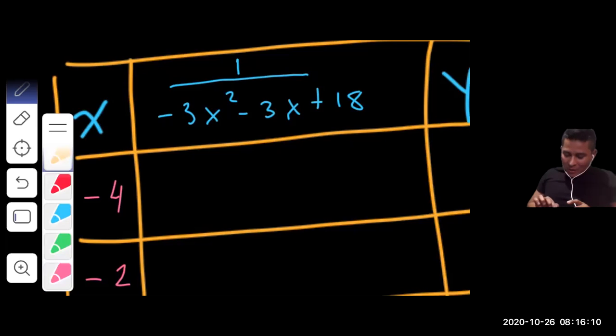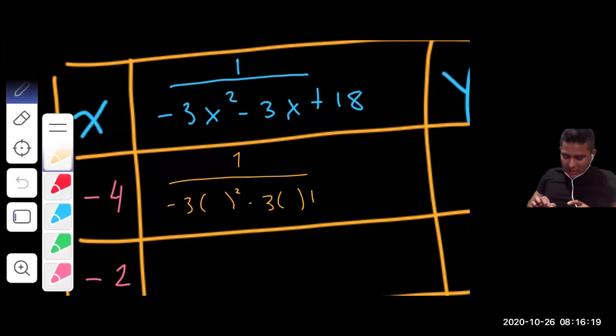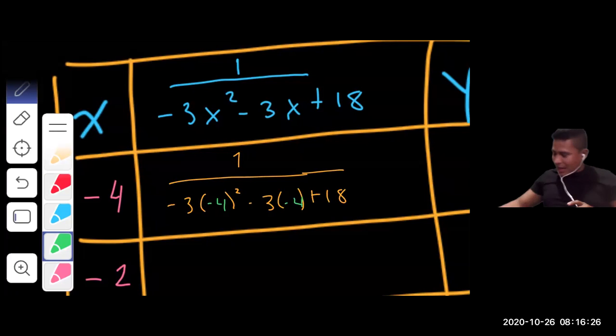Help me with that. Okay, 1 over this, guys. Negative 3, parentheses, squared, minus 3, parentheses, plus 18. We're going to substitute this value, which is negative 4. Can someone help me with the calculators? 1 over, open parentheses, and put negative 3 times negative 4 to the second power minus 3 times negative 4, plus 18. I get negative 0.05. Did someone get the same?